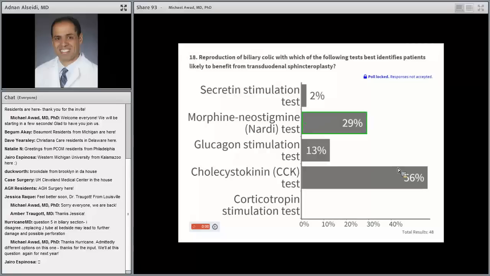Morphine causes the ampulla to contract, and neostigmine causes the gallbladder to contract, and so you're basically trying to reproduce a high-pressure biliary system to see if you can actually diagnose this pain. Secretin stimulation test is a gastrinoma thing. Glucagon and corticotrophin stimulation tests are mostly for cortisol, and the CCK test is to assess for biliary dyskinesia. So when you have biliary pain and you're not sure if it's because of biliary dyskinesia, you do a HIDA scan with CCK to see the ejection fraction of the gallbladder. But that's not what this question is asking about.